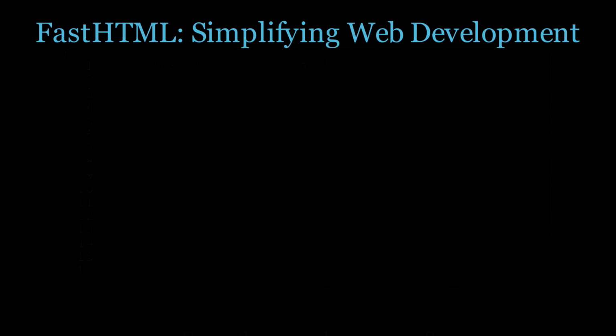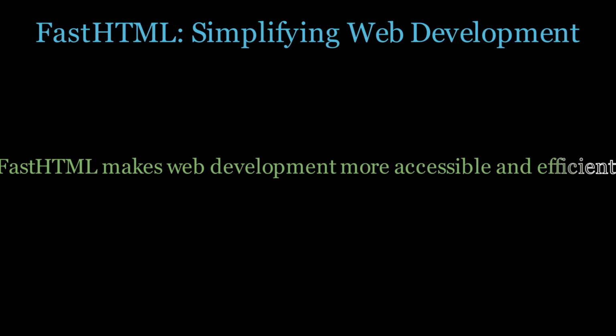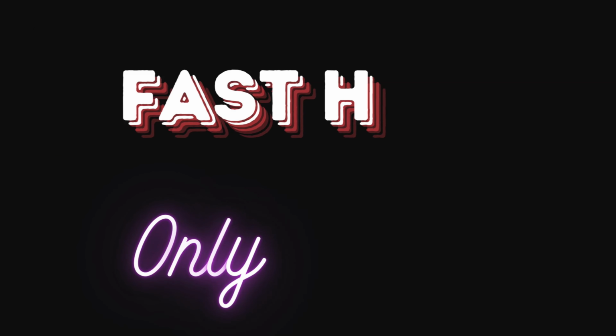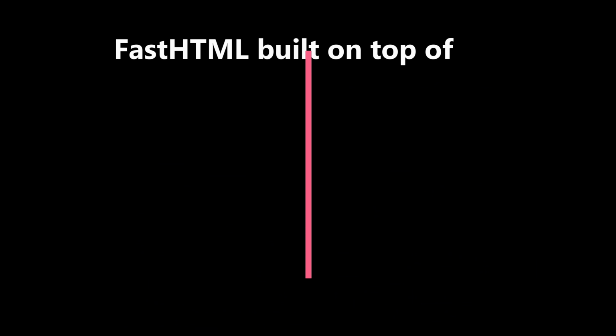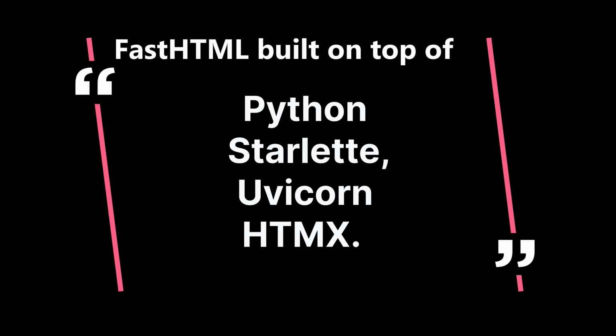Let me show you a quick example. In just a few lines of code, you can create a fully functional web app. And because it's all Python, you get to leverage the full power of the Python ecosystem. Need to add some interactivity? FastHTML uses HTMX, allowing you to trigger server-side events with just a few lines of Python.